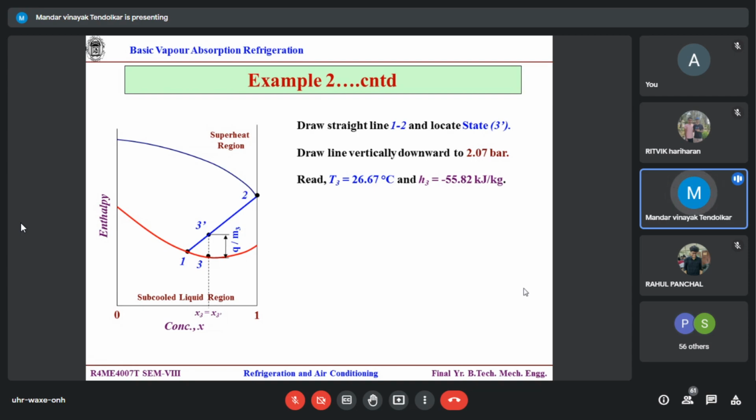So are you getting, the online people? Are you getting the values of the temperature and enthalpy shown? May not be exact, but close. Offline people got it over here. Why don't we take the same pressure line?